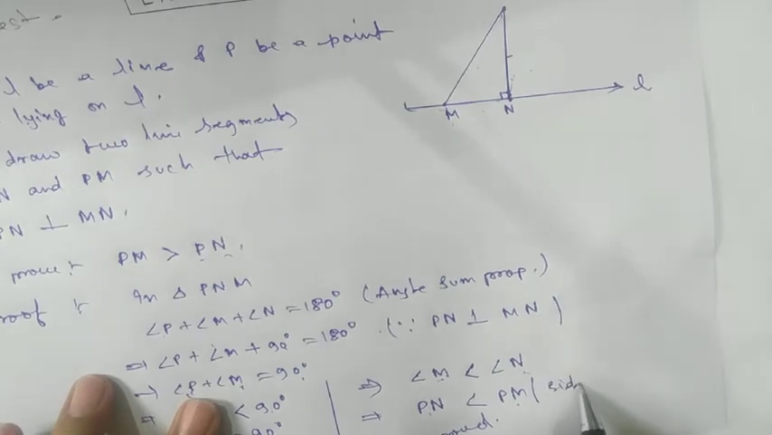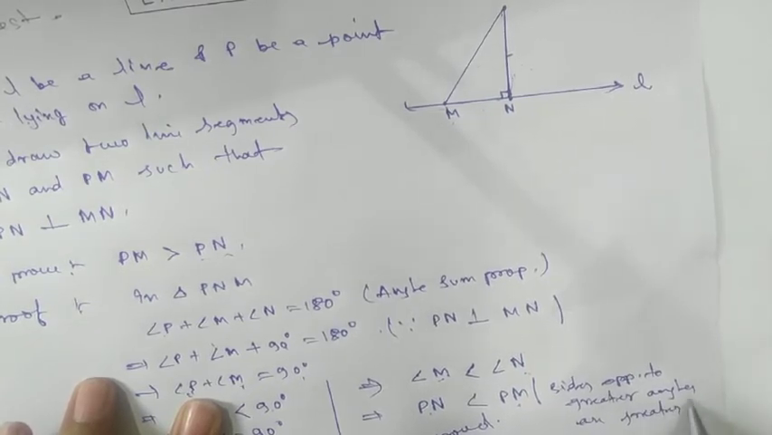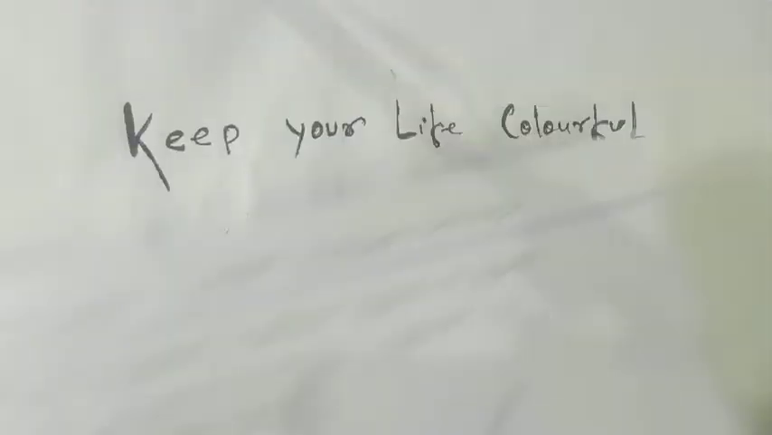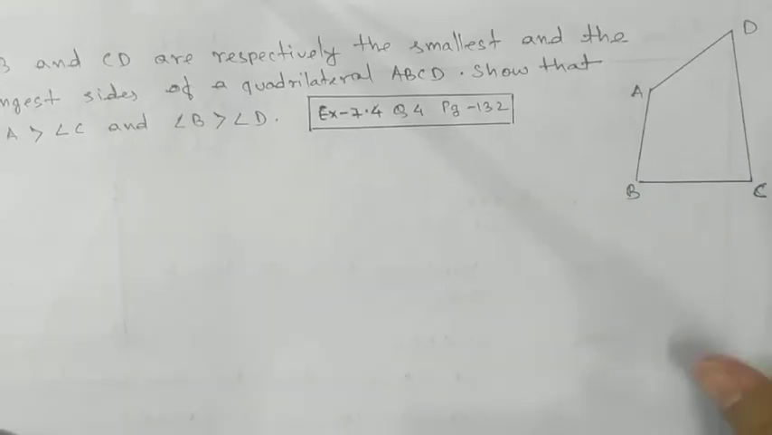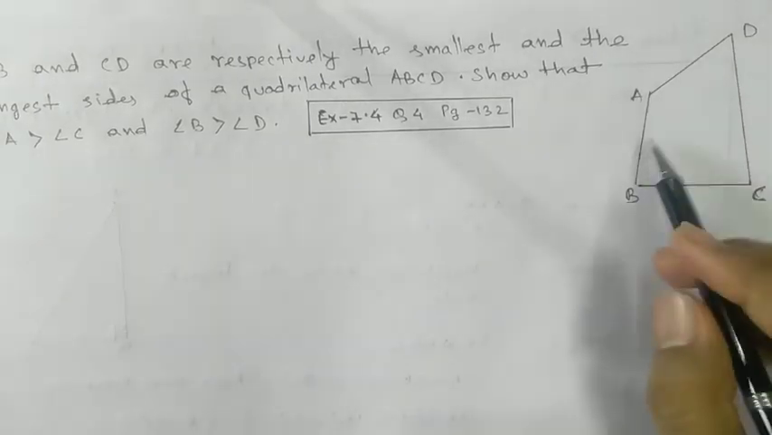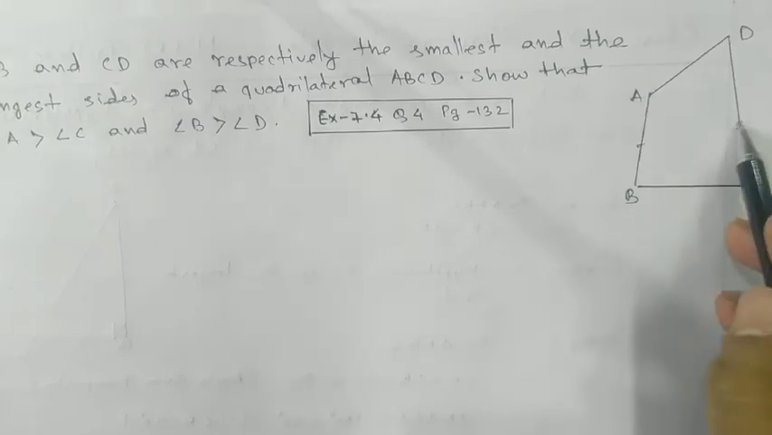Okay, but before finishing we need to write here sides opposite to greater angle are greater, or larger or longer, you can say. Okay, this is your second one. Next we'll go for the third problem. So here we have, you can read here, AB and CD are respectively the smallest, that means this is your smallest one AB, and CD is the longest one, this is your CD, the longest one.